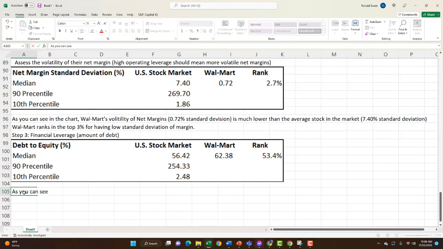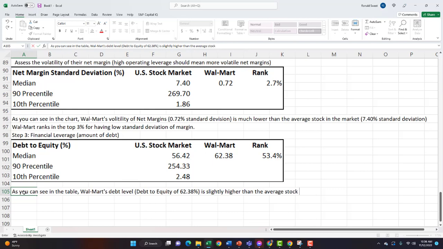As you can see in the table, Walmart's debt level, debt to equity of 62.38%, is slightly higher than the average stock in the market, 56.42%. So what do I have so far?